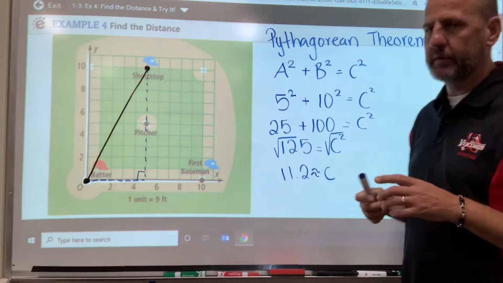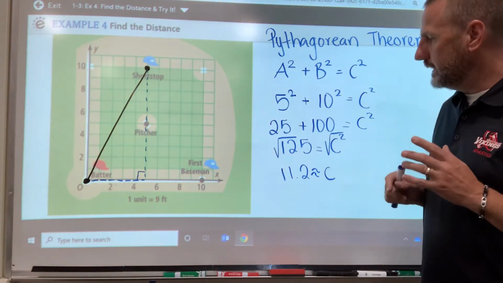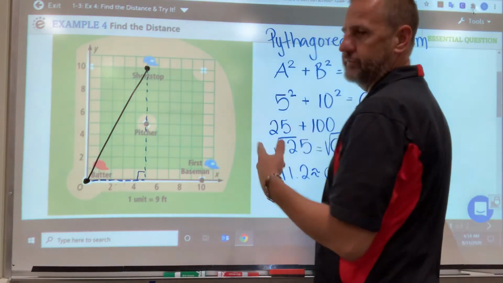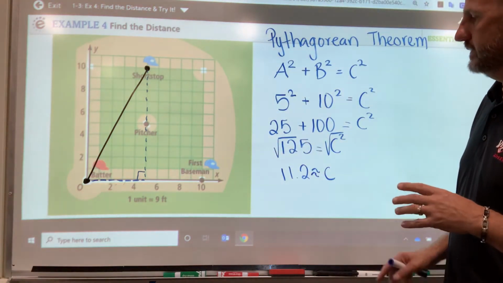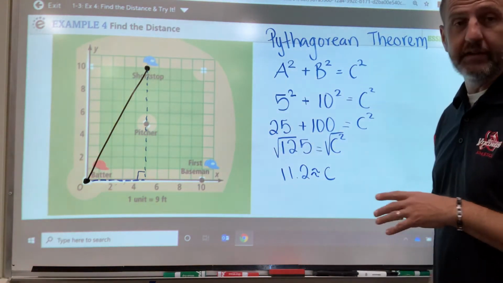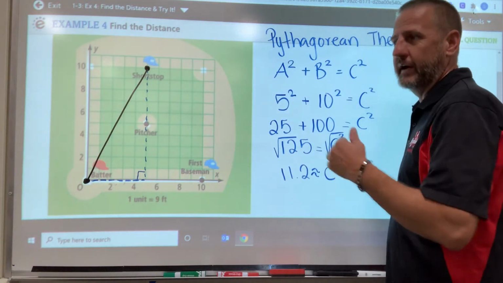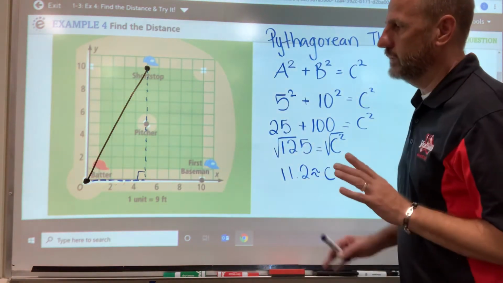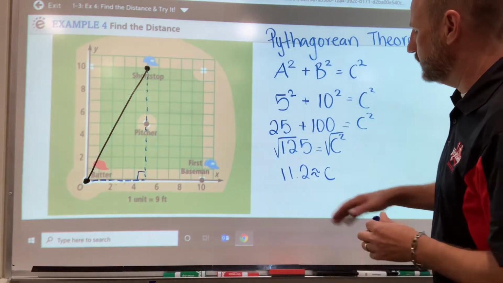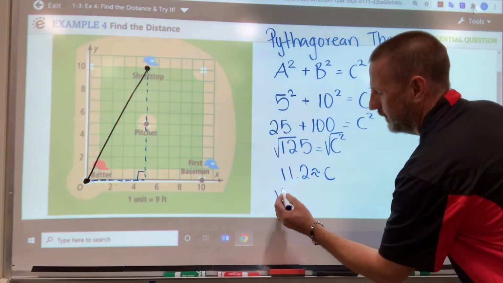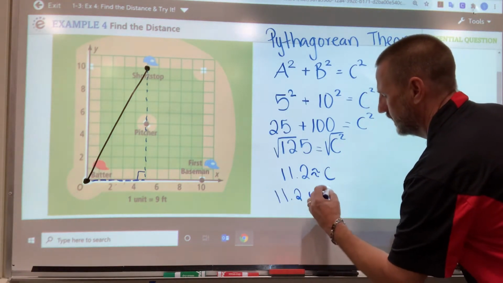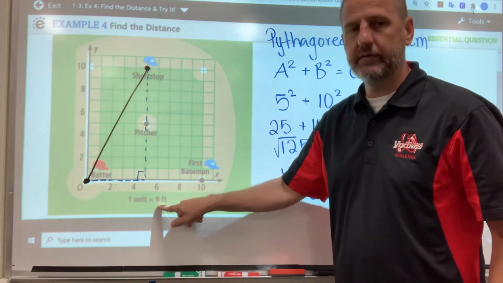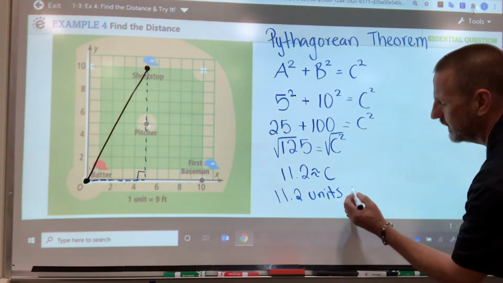Before we call this done, we're going to have to think about this for one moment. Looking at this answer, 11.2. All right, well, we were talking about feet. This could be Little League, but 11 feet is not a good answer because that would be like this far. So what we're going to do with our answer is look at this graph and say, wait a minute, it's 11.2 units. And then I look at this graph and it says every one of these units is equal to 9 feet, which means I need to take my final answer and times it by 9.